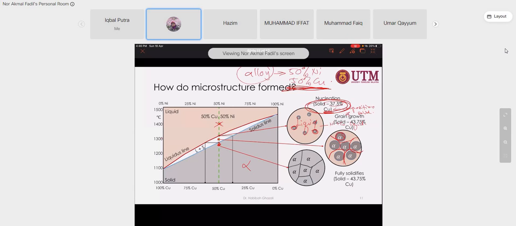It should be 43.7. It is supposed to be 50% copper.